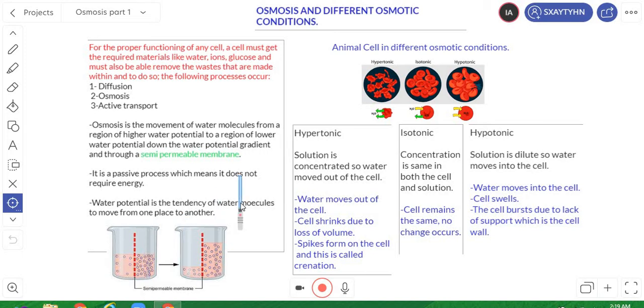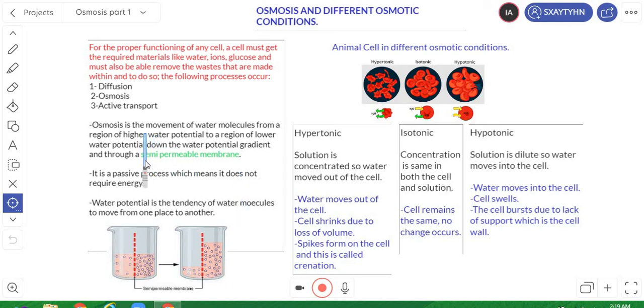But had there been a container in which the number of water molecules is low but the number of solids is higher, then I say that the water potential is low there, because the number of solids that could interrupt the movement of water molecules is more, thereby disturbing and also decreasing the tendency of water molecules to move in that particular space. So that's what this means.